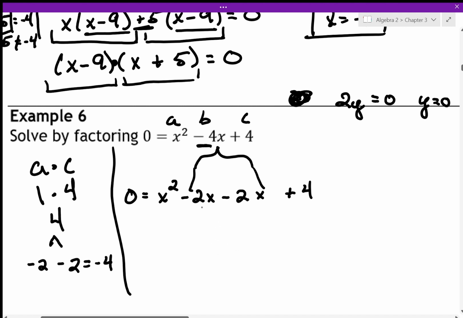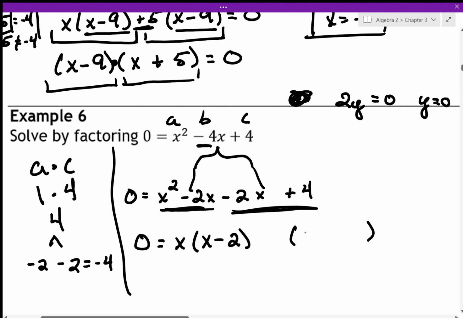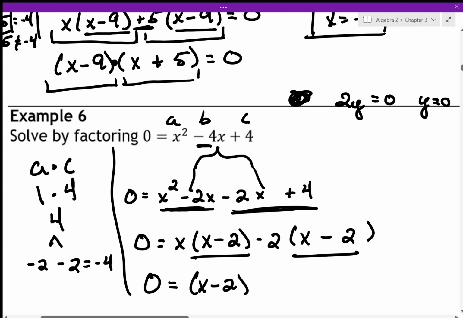Now we're going to look at the first two and the last two. We factor the first two, they both have an x, and then we'll have an x minus 2 left over. In the second two, we want to factor something out such that we have an x minus 2 again. This time we're going to have to pull out a negative 2. Now they both have an x minus 2 in common, so I can say 0 equals that x minus 2. I pull it out front, and then left over is this x and then minus 2.